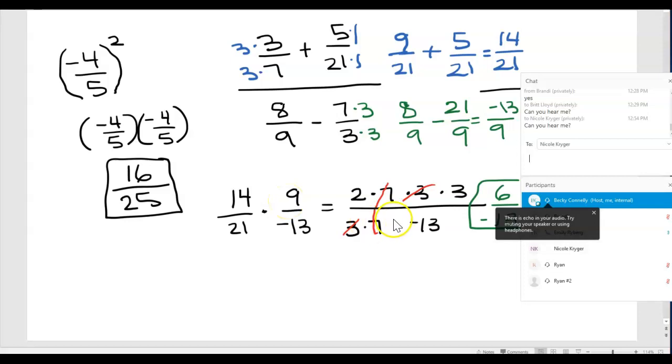But it's one big fraction. So on the top you really have 2 times 7 times 3 times 3. It's just one big fraction because anything on the top you'll be able to cancel out with anything on the bottom. Yep, you got it.